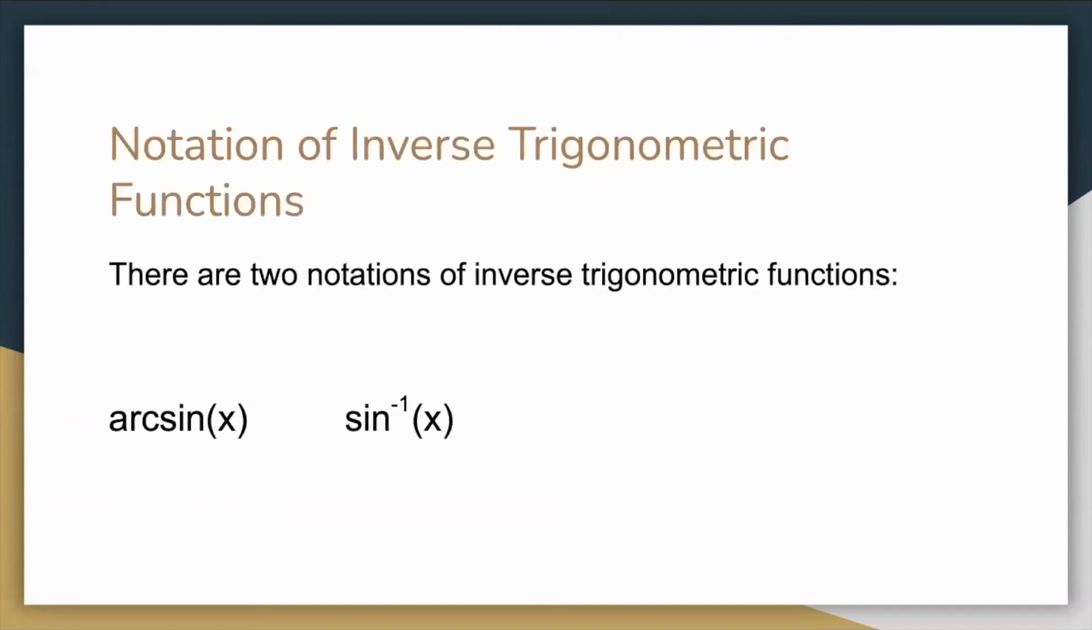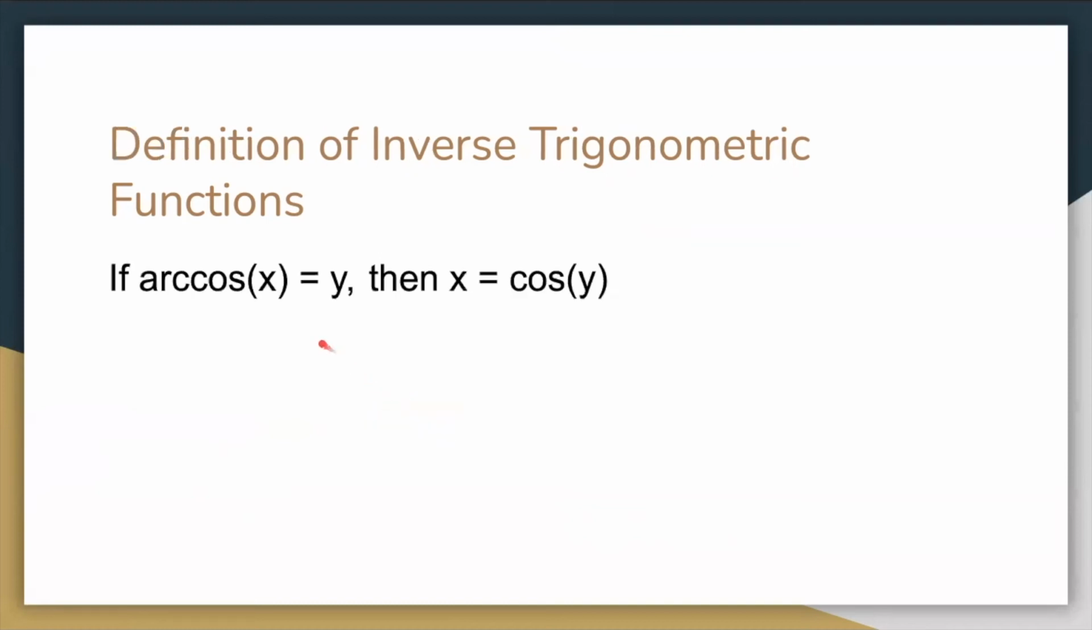All right, and now we're going into inverse trigonometric functions. There are two ways to write them out: either arc and then the function of x, or the function with a superscript -1 of x. But keep in mind that this is not actually an exponent. And the definition: if arc cosine of x equals y, then x equals cosine of y. So basically it's the opposite of the trigonometric functions. If you have cosine and arc cosine of x, then they will cancel each other out.